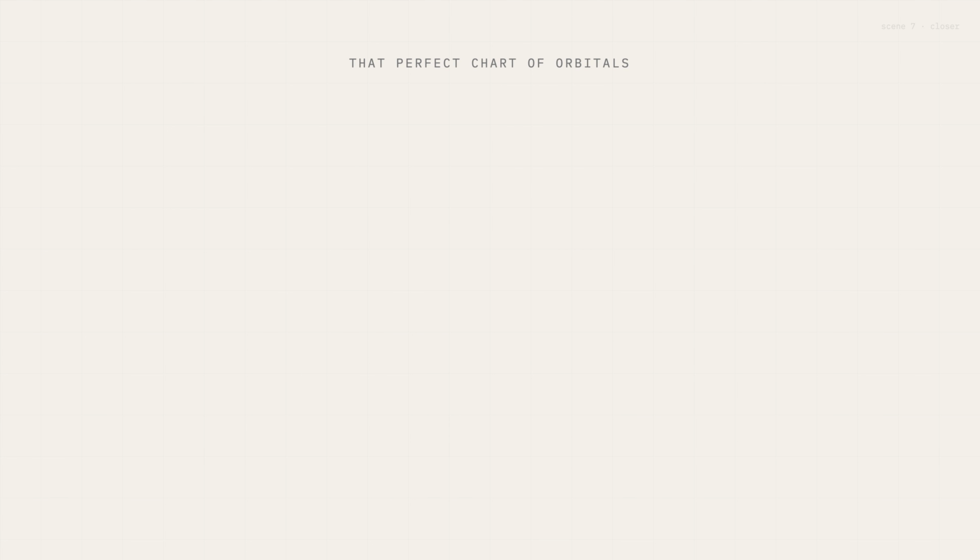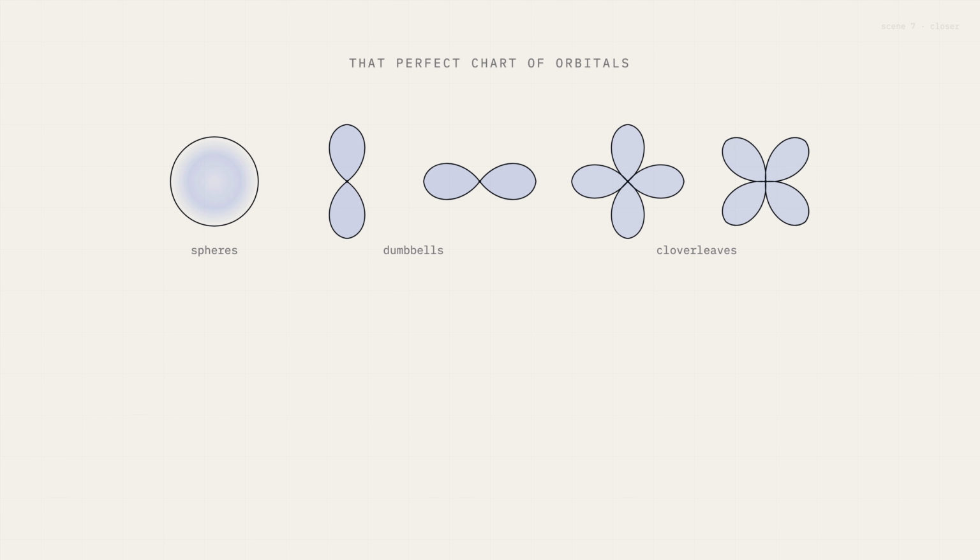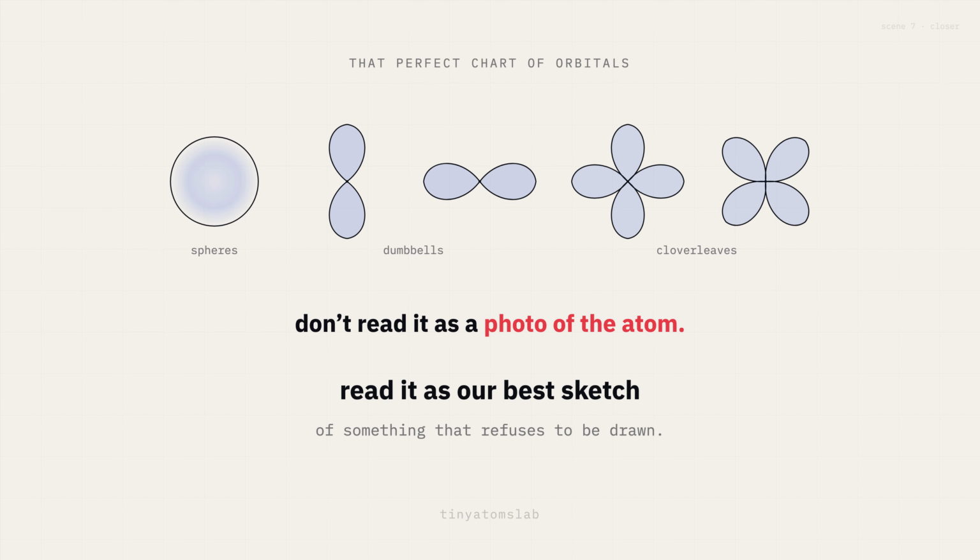So next time you see that perfect chart of orbitals, the spheres, the dumbbells, the clover leaves, don't read it as a photo of the atom. Read it as our best sketch of something that, honestly, refuses to be drawn.